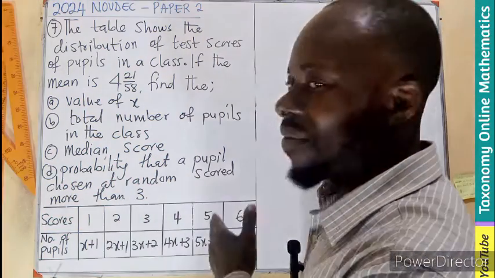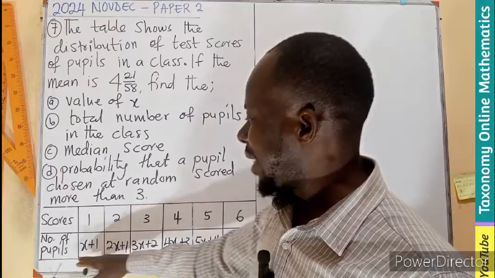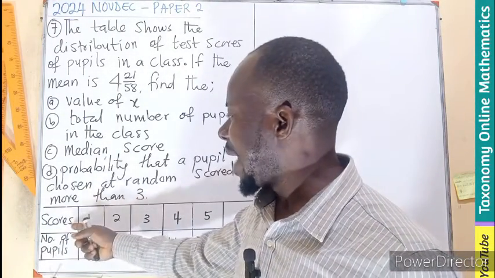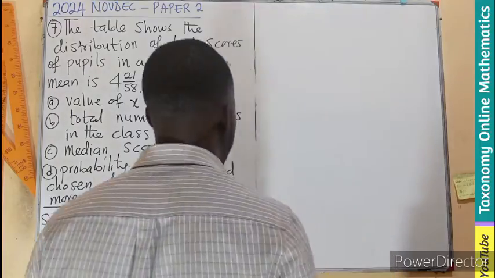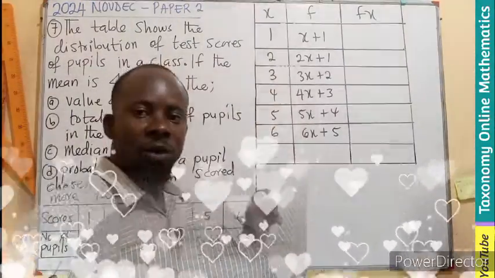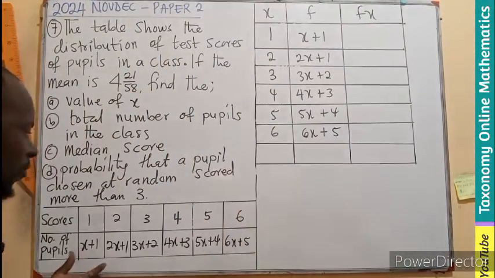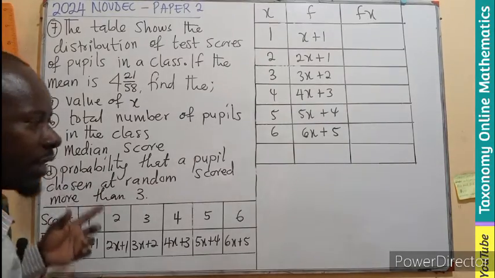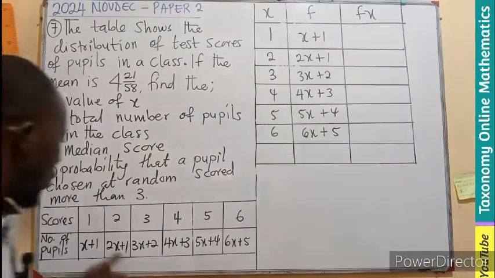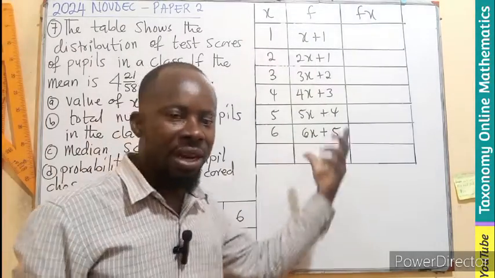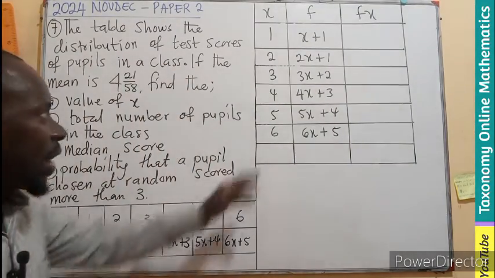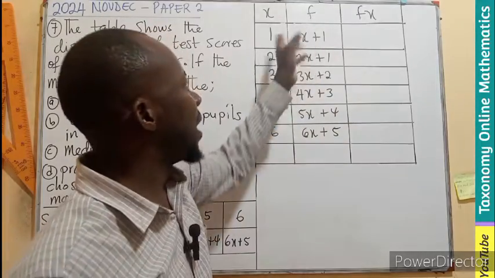So we need another table that will add the fx, meaning the x column times the f. So let's put that and see how it is going to be. Alright, so the table is going to be like this. Don't forget we only transferred it to be vertical. So the scores are the x values, the f values are the number of people. Now the fx means the f times x.